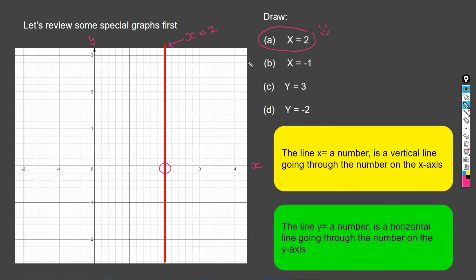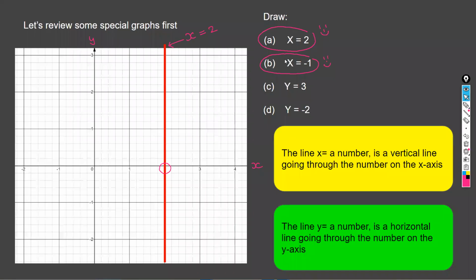Do you all think you could draw this and then draw part B for me? If x equal to 2 is a vertical line going through 2, what would the line x equal to minus 1 look like? That's also a question you should smile at. Right? Super easy, right? So I'll give you 20 seconds to draw up your little graph there and draw in the answer.